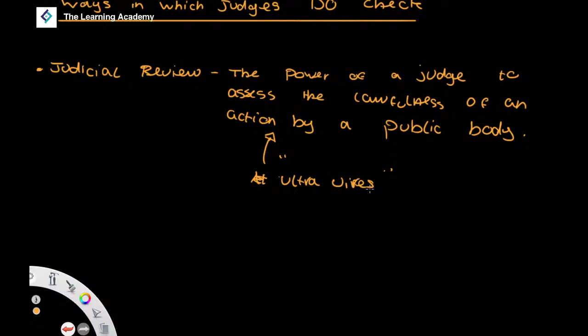Right. So if I was a judge and I was to suggest that a public body has done something and they had acted ultra vires, what does that suggest? What does that mean when it comes to judicial review? Exceeding power, exactly. So they have acted beyond their power.